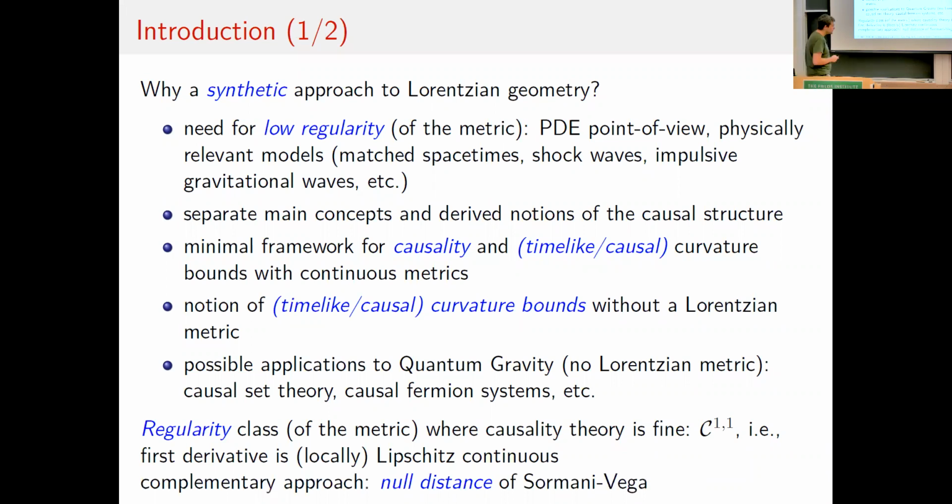And also let me mention there is a complementary approach to ours by Christina Sämann and Carlos Vega, who define what's called null distance on spacetimes. So their approach is that you have a nice enough time function, then you can define a null distance, and then you actually really have a metric in the sense of a metric space. For us, the approach is complementary. We say, okay, we don't have a metric, so what can we formulate just in terms of the causal structure and the time separation function?